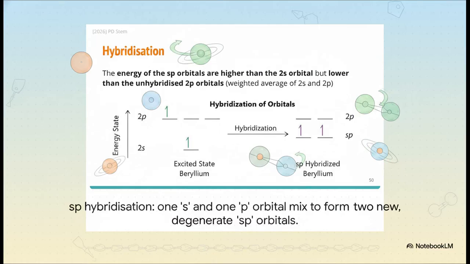First up is sp hybridization, and just like the name tells you, we're mixing one s orbital and one p orbital. And following our rule, 1 + 1 = 2. So we create 2 new sp hybrid orbitals. Now see that word degenerate on the energy diagram? That's a key term. It just means they both have the exact same energy level, which is kind of like an average of the original s and p orbitals.